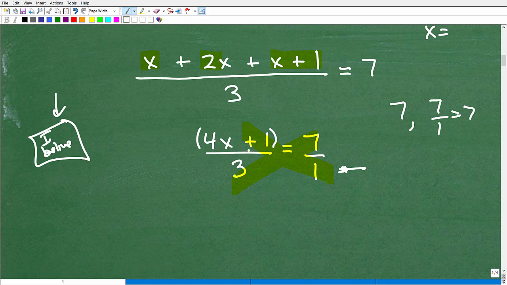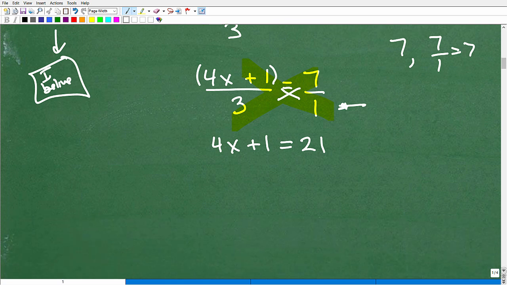Anytime there's a sum or difference, put grouping symbols around it. It will help you out later down the line, not making any errors with the distributive property. But in this case, it's going to be pretty easy. So we have 1 times 4x plus 1, which is going to be 4x plus 1. I'm multiplying across this way. And then 7 times 3 is, of course, 21. So at this point, we have a nice, beautiful little equation here we could solve: 4x plus 1 equals 21.